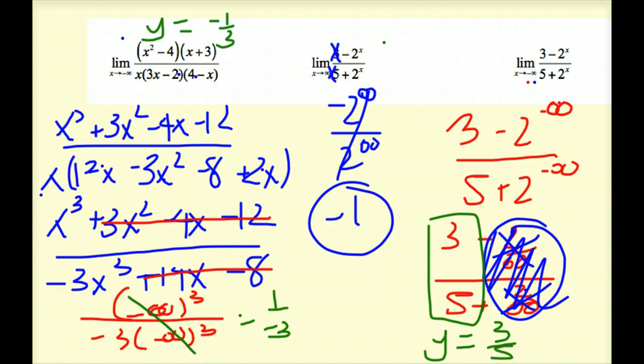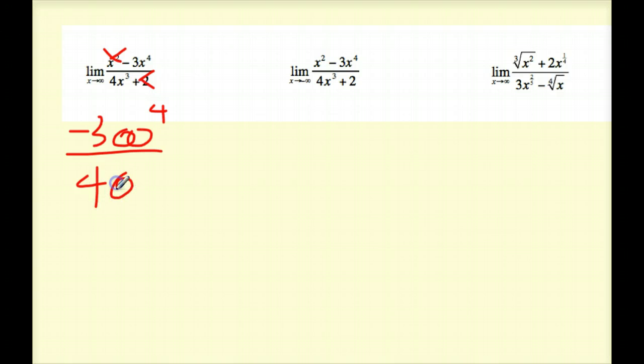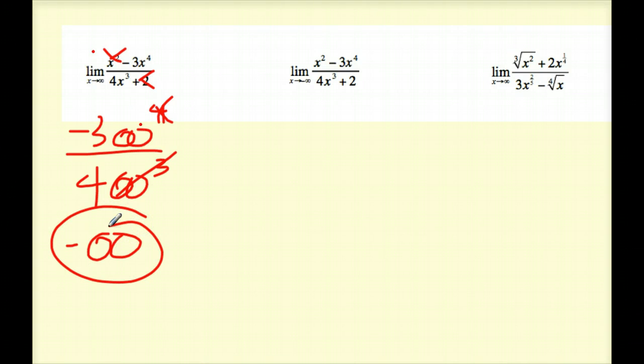Okay, we have a couple more to go. Same thing, let's take a look at our highest powers. We notice this doesn't count and this doesn't count, so what we do is negative 3 to the infinity to the 4th over 4 times infinity to the 3rd. 3 of these are going to cancel, and what you notice is I have an infinity on top, and I have that negative, so what we're going to get is a negative infinity here.